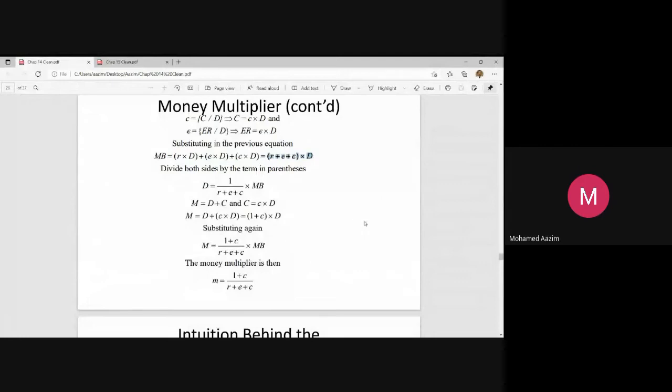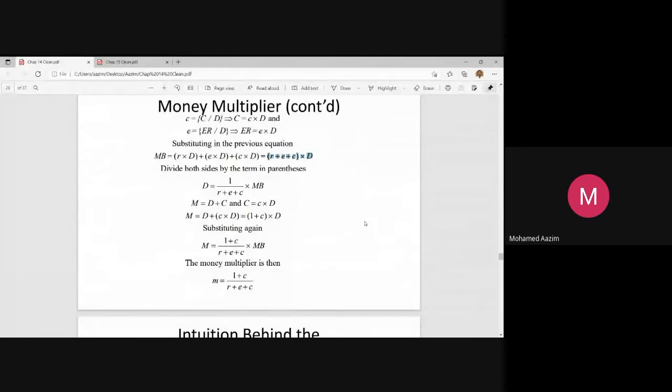Small r plus small e plus small c altogether times D. So the monetary base is comprised of excess reserves, required reserves, and currency. So we are looking at these in terms of defining respective ratios. The excess reserve ratio plus required reserve ratio plus currency ratio times deposits would define what the monetary base is.